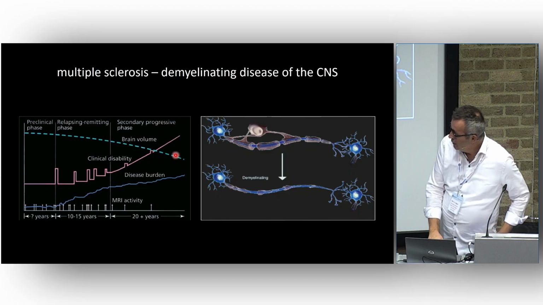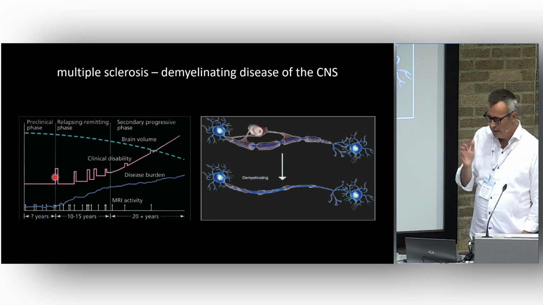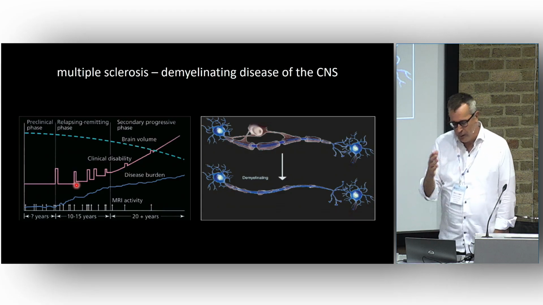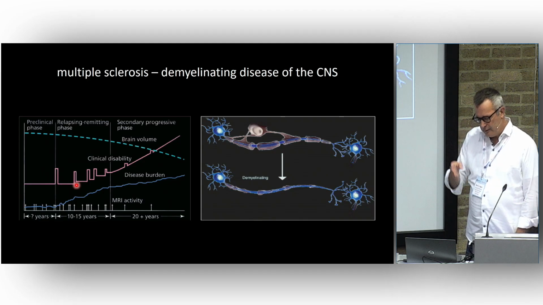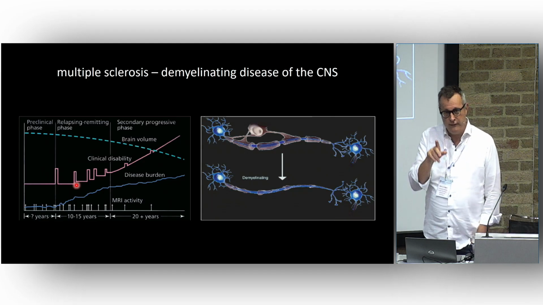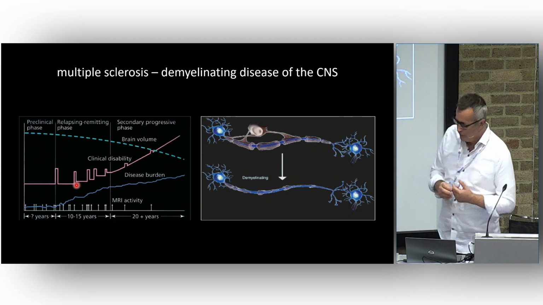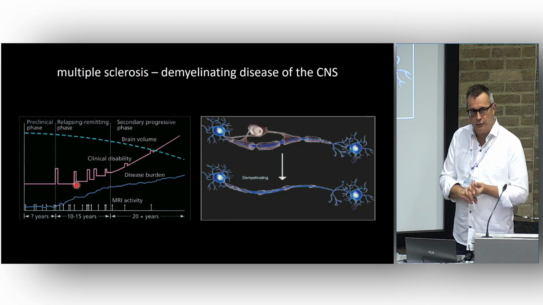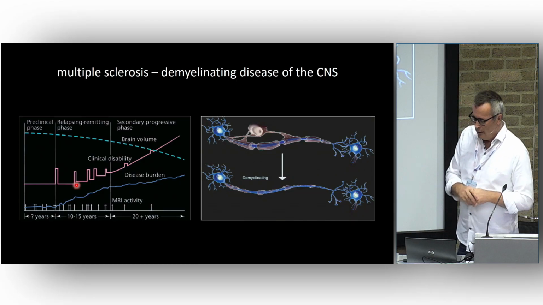On the left, you see the typical disease course of MS. Most patients are diagnosed typically in their 20s, and then most patients develop these bouts of inflammation, which are then followed by a phase of recovery. This is the phase of the disease which is called relapsing remitting. And this phase of the disease is also quite treatable with anti-inflammatory drugs or B-cell depletion. That's basically the approach.